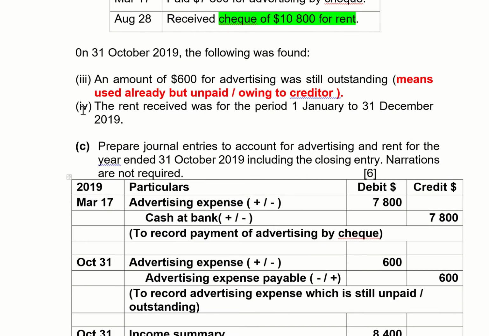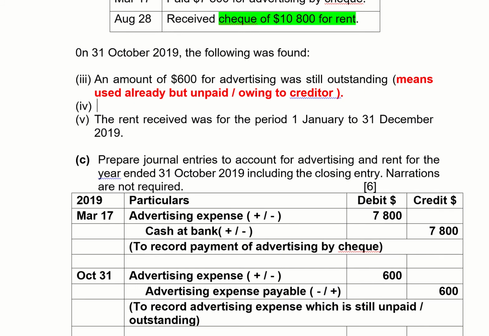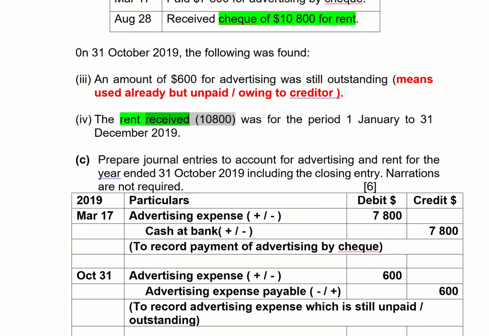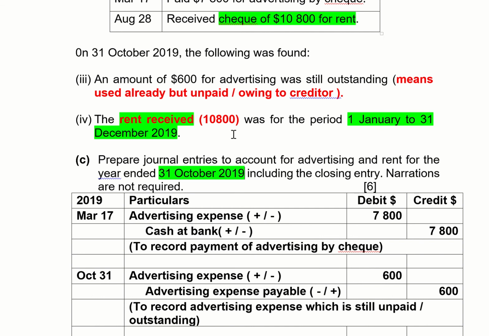Let's see. There's this piece of information over here that tells us the rent income received, whatever money that you receive here. This 10,800 that you receive is actually for the period 1st of January to 31st of December. But you do need to take note that the year ended is actually 31st of October. That means that you have actually received rental income in advance.